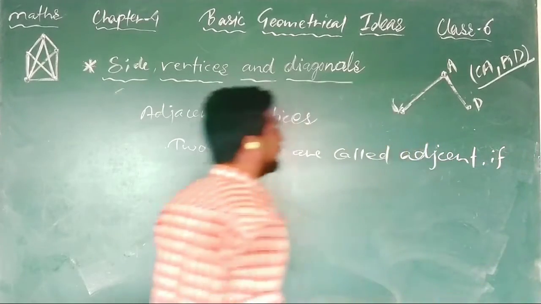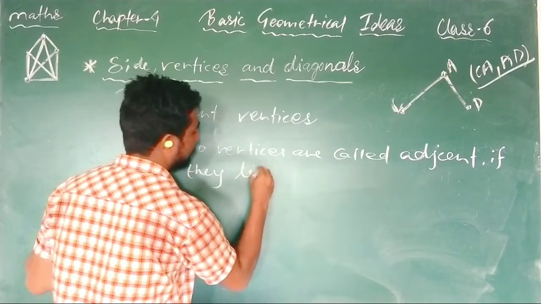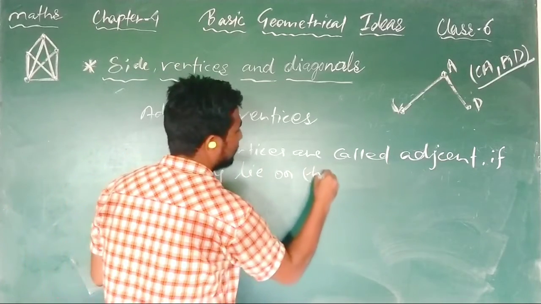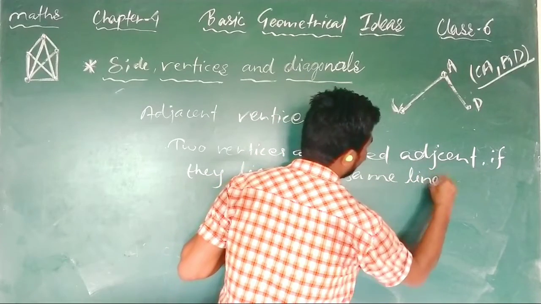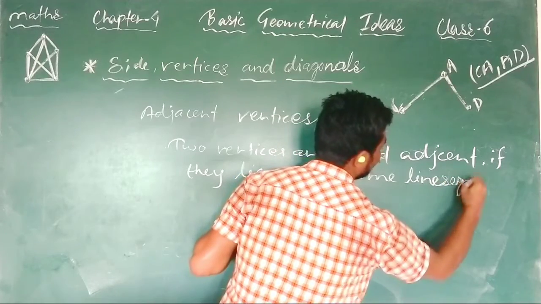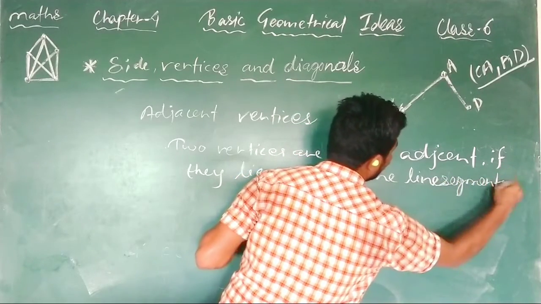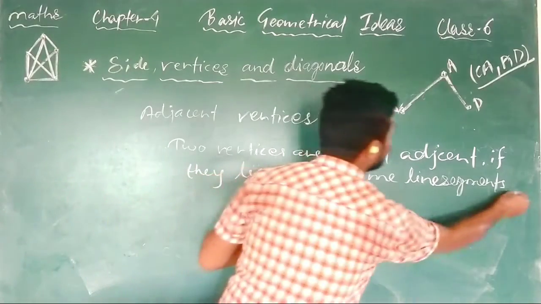if they lie on the same line. Line segments you can also say, or sides, they lie on the same sides or line segments. So two vertices are called adjacent.